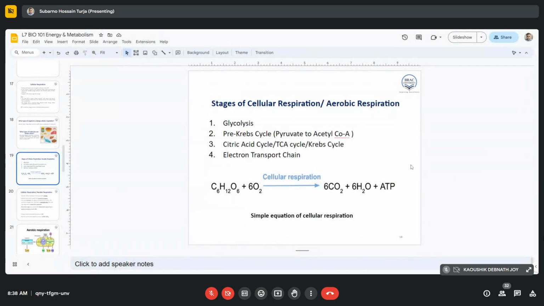And now, when we get to cellular respiration, if you look at the reaction at the bottom, this is the basic reaction. The reactants that we're using are glucose and oxygen, and the end products that we get are carbon dioxide, water, and ATP. However, in the middle of this reaction, there are also intermediate products.